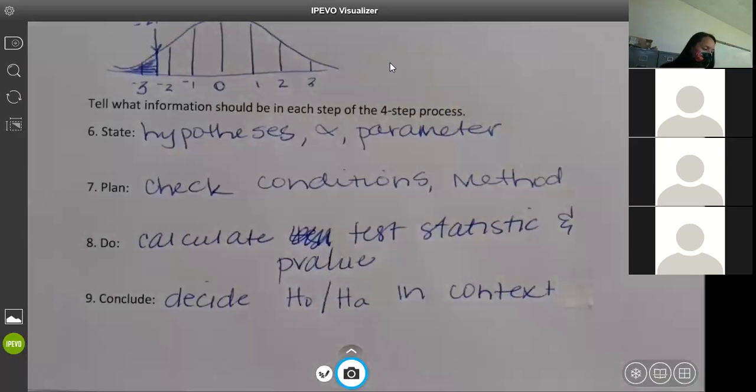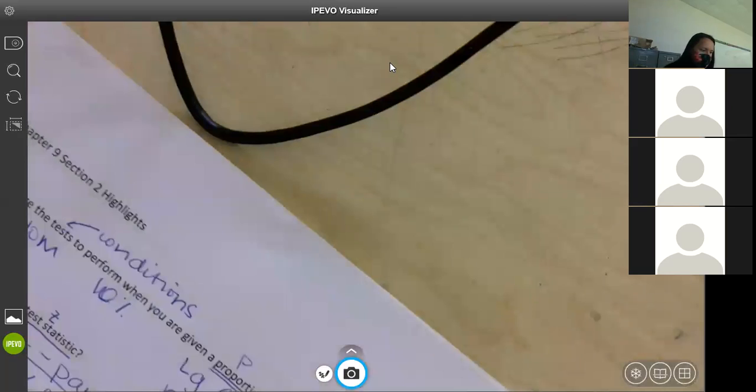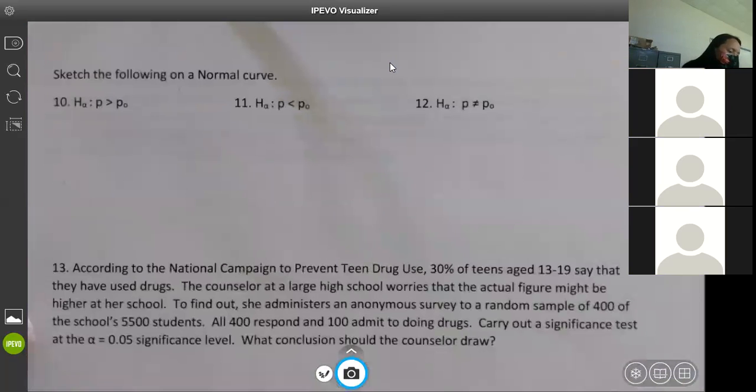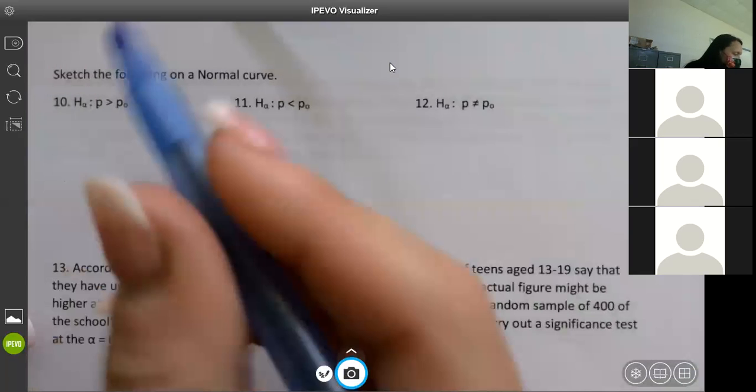All right, I'm going to flip the page. Sketch the following on a normal curve if you have to do this. So the p is greater than p sub 0.